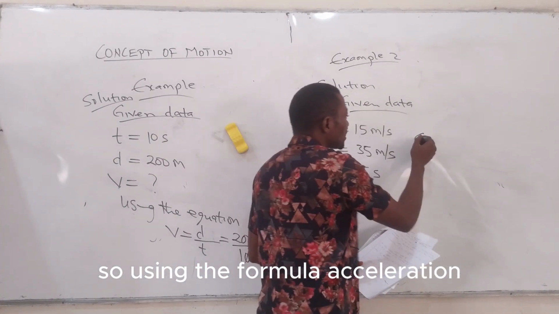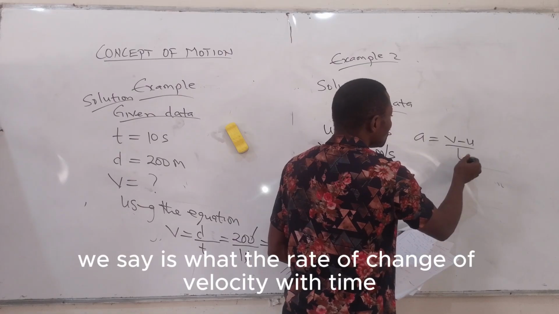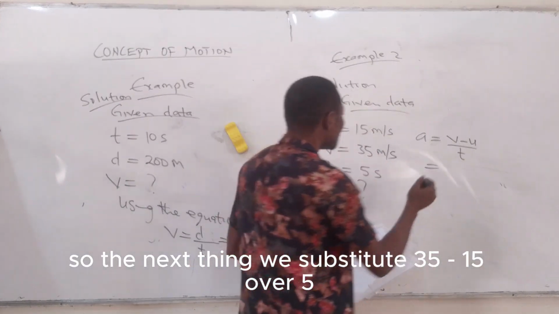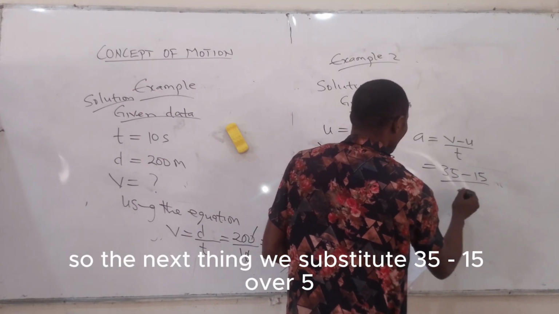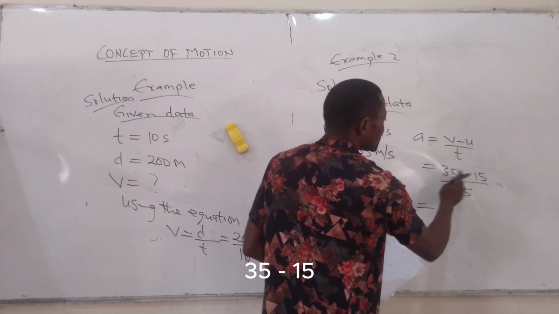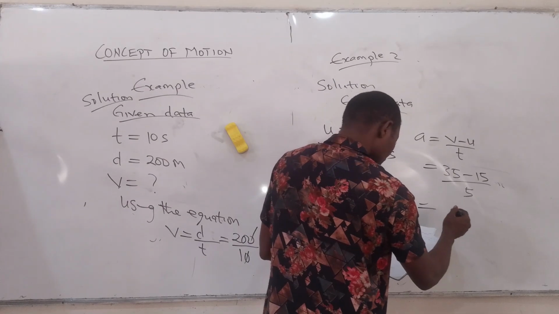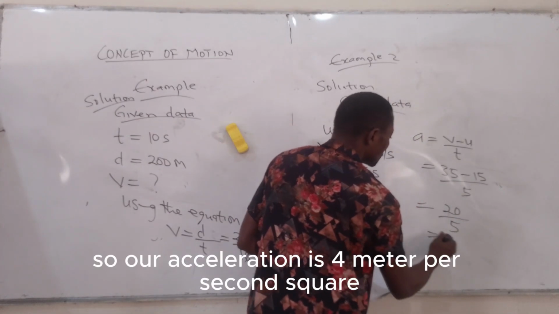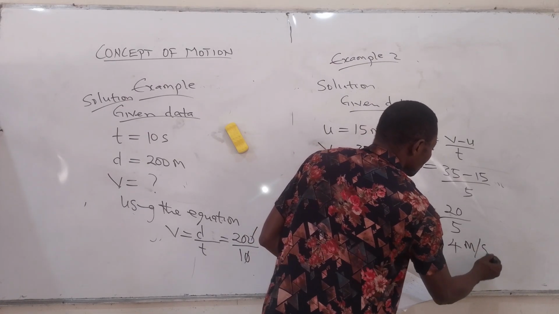So using the formula, acceleration, we say is what? The rate of change of velocity with time. So this is the formula we are using. The next thing we substitute: 35 minus 15 over 5. 35 minus 15, we have 20. 20 divided by 5. So our acceleration is 4 meters per second squared.